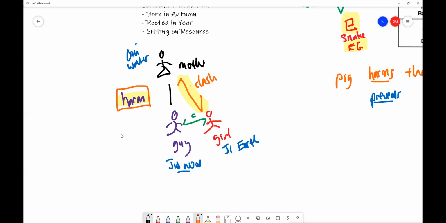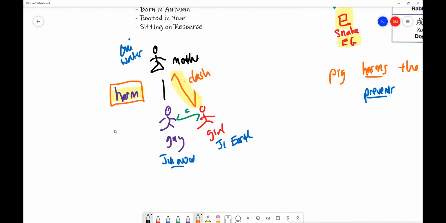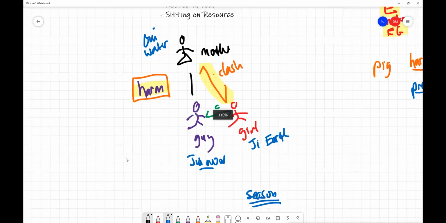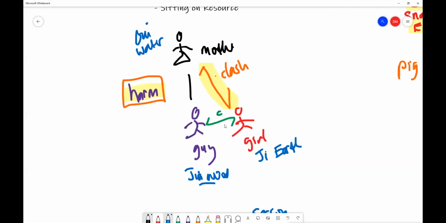Sorry, David, if there was no harm relationship in the natal chart, then the combo will succeed. Whether the combo succeeds or the clash succeeds, now we have to look at the season. We have to look at the season, whether it's hot or cold, whether the combination will transform into what, whether the combination can take place or not.